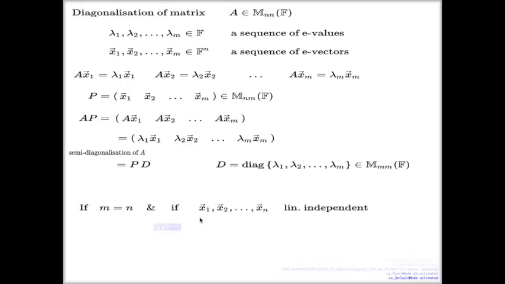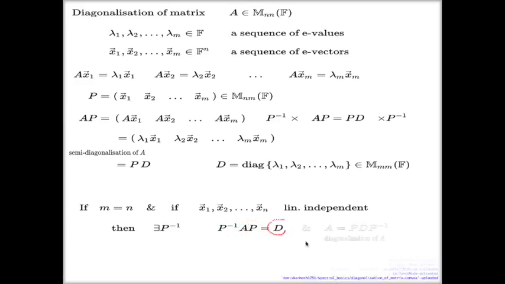Look at this, because when you have all of these columns linearly independent, your P matrix becomes a square matrix, m equals n. With linearly independent columns, it becomes an invertible matrix. And what you can do is this. You can take this identity, AP equals PD, and multiply it by P inverse on the left-hand side and the right-hand side, and you will end up with a relation like this. You can convert your A matrix via such a transformation into a diagonal one. And this is what is called the diagonalization of matrix A, without the semi prefix.